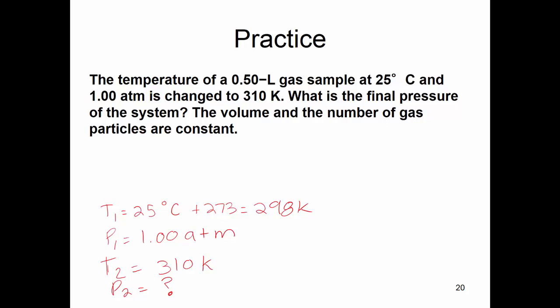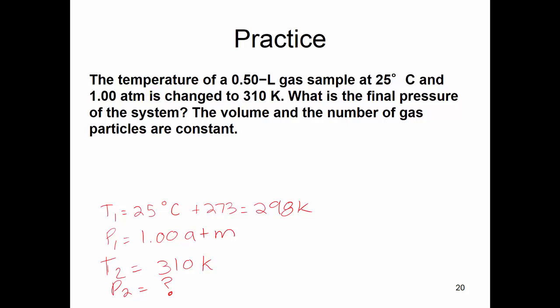If you compare your temperatures here, the temperature goes up, not by a whole lot, just by about 12 units. We go from 298 to 310. But we do know that if we increase temperature, we increase pressure. So our final pressure should be a little bit more than 1.